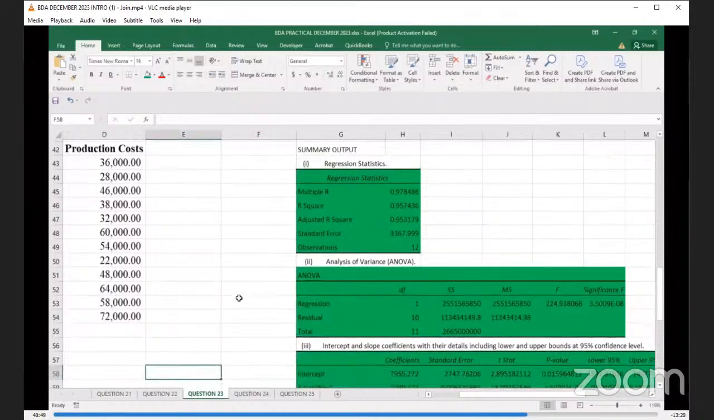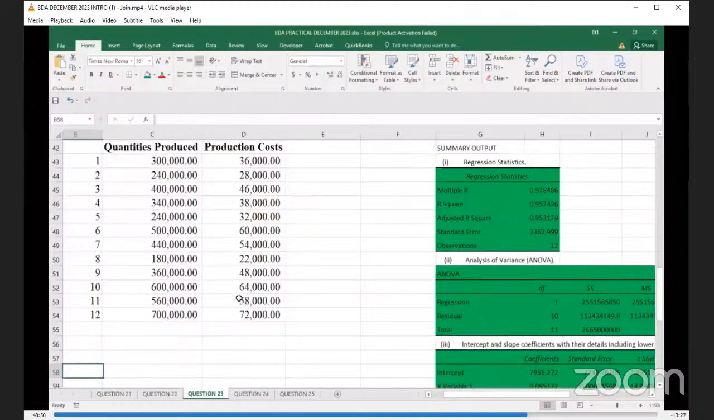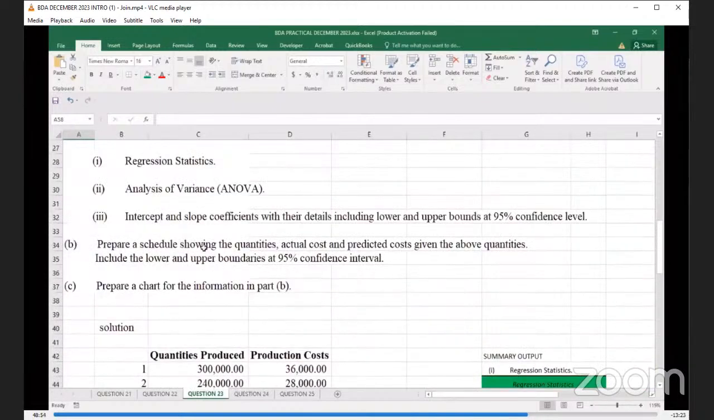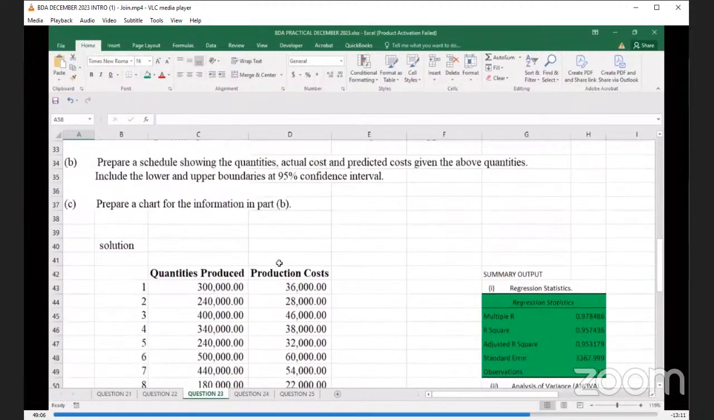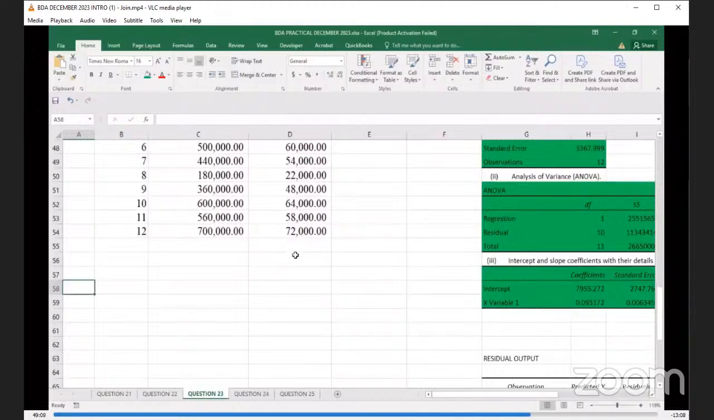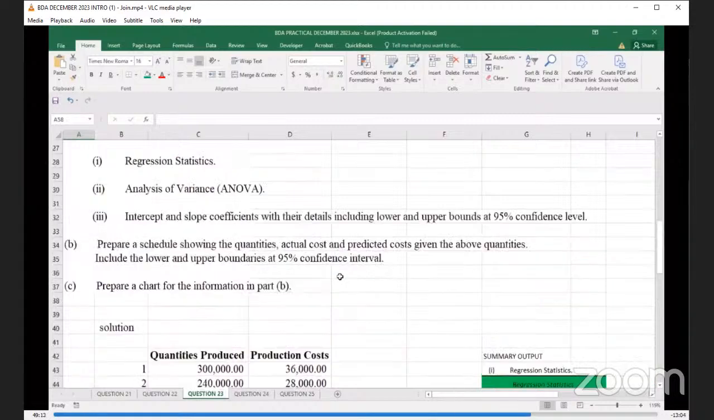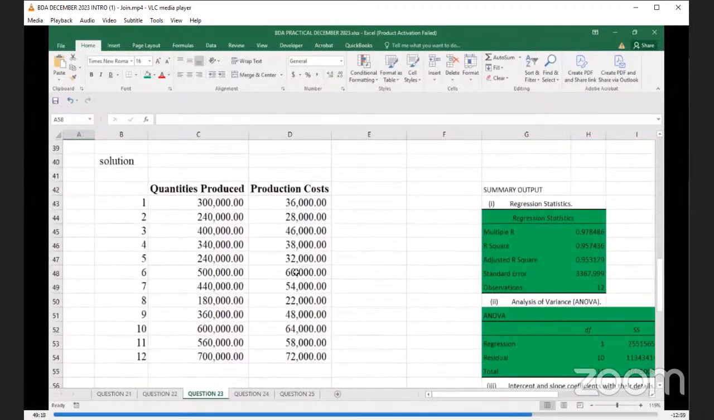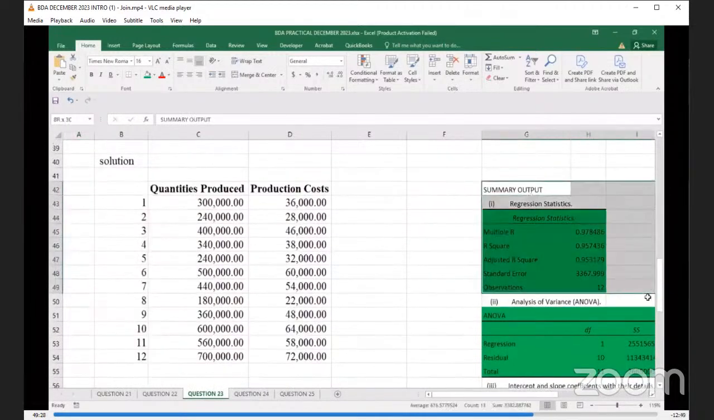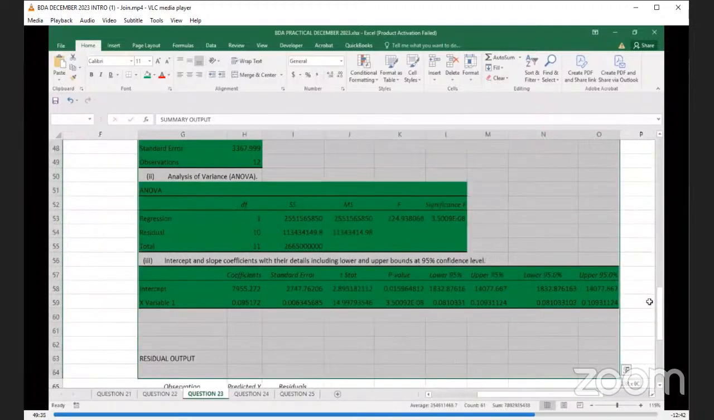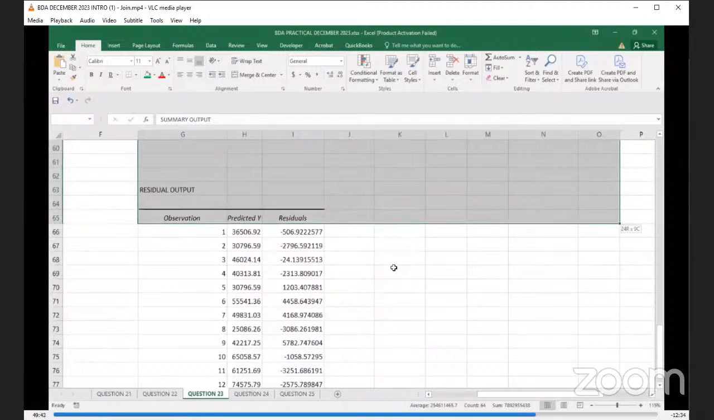The next bit here, look at this case. Prepare a schedule showing the quantities, actual cost, and predicted cost given the quantities. Also, you're supposed to include the lower and upper boundaries at 95% confidence interval. See how simple this question is. If I was to show this, how will I go about it? Same explanation here. I can decide to squeeze this one here, so already I'm done with this bit. Let me take the whole of this data.